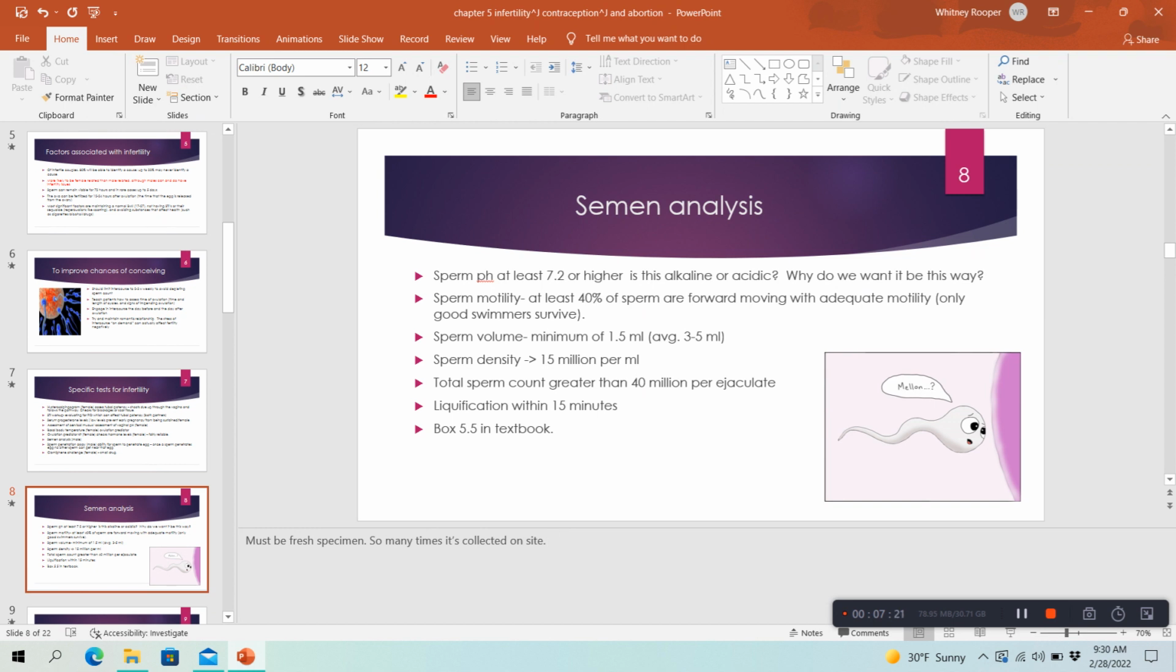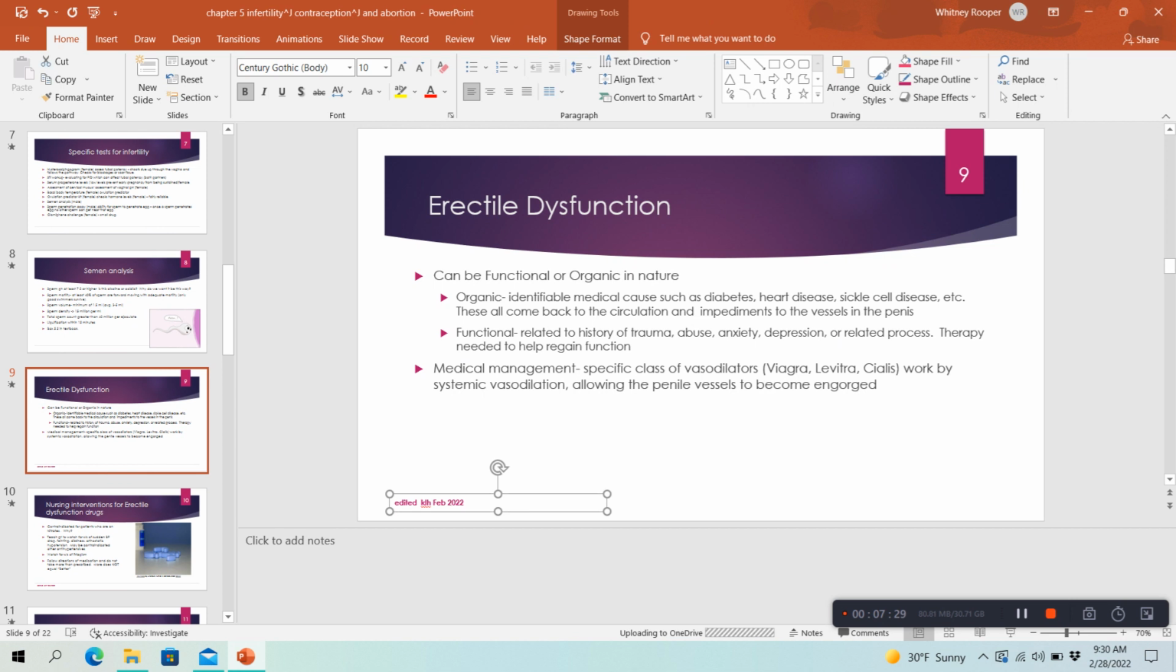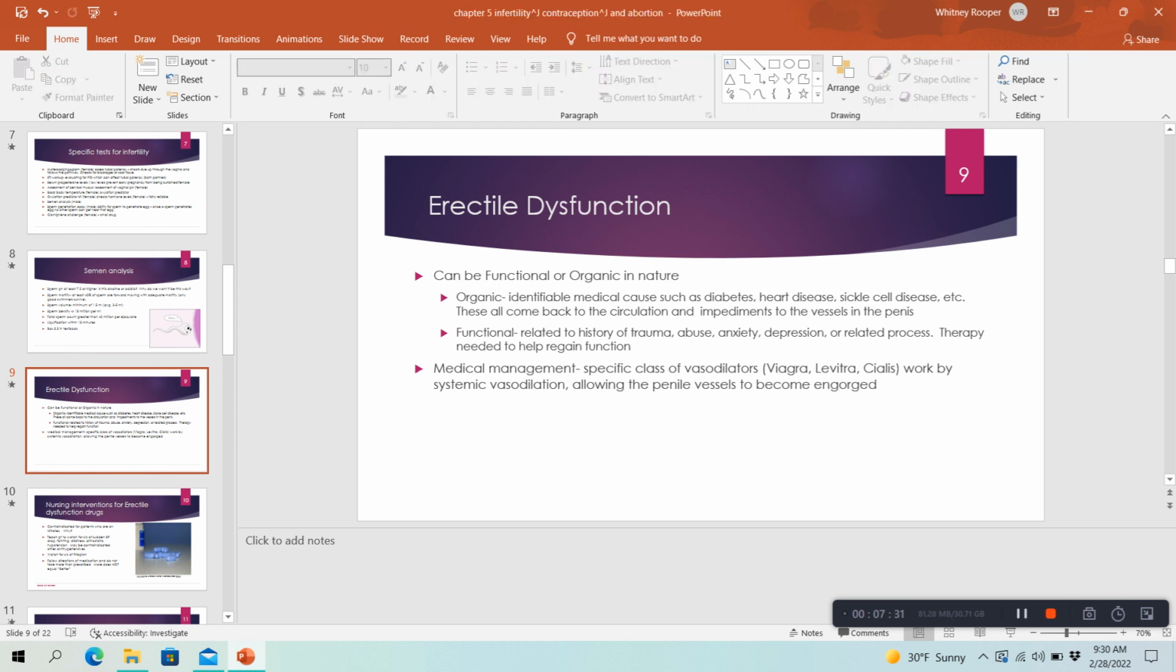Okay, so let's talk a little bit about the male and something that might affect fertility, erectile dysfunction. There are a couple different types of erectile dysfunction. The definition of erectile dysfunction is the inability to achieve and maintain an erection. We think of this being a problem of an older male, and very often it is. But there are some things that could affect a younger male as well.